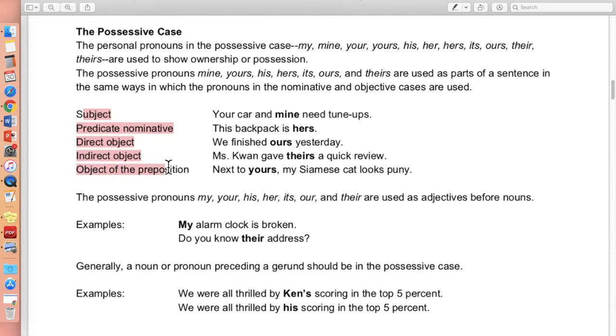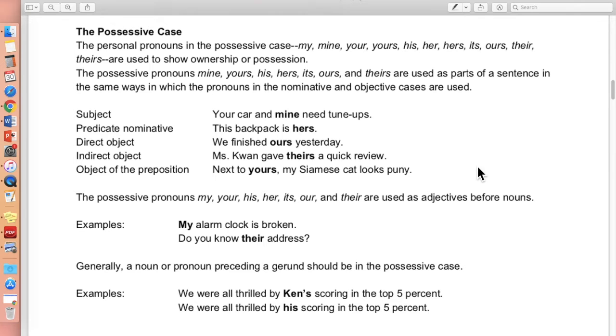Your car and mine need tune-ups. This backpack is hers, predicate nominative. We finished ours yesterday. Mrs. Kwan gave theirs a quick review. Next to yours, my Siamese cat looks puny.